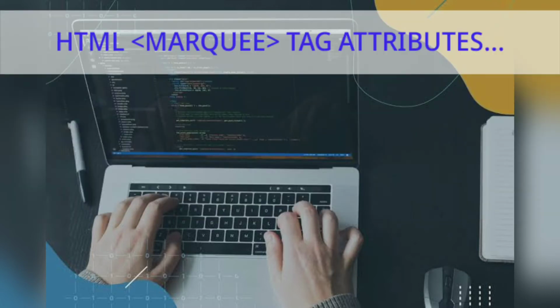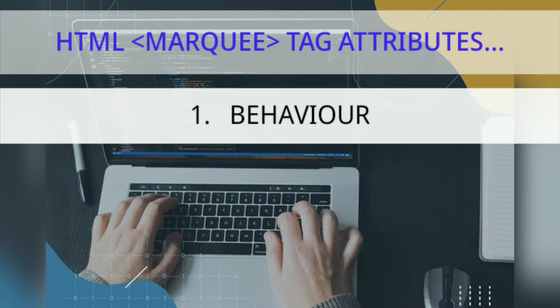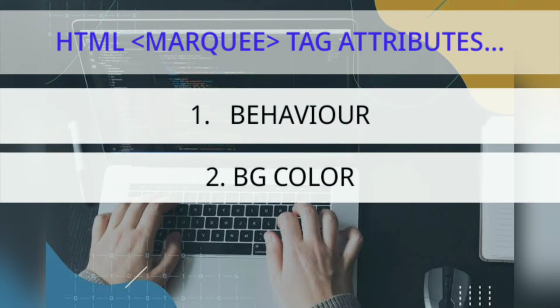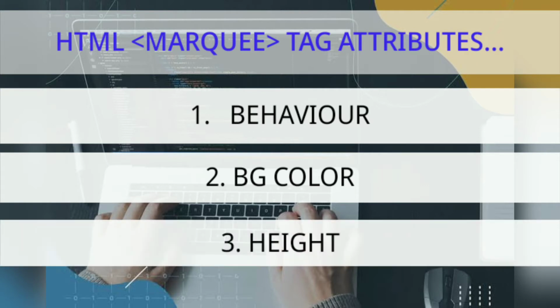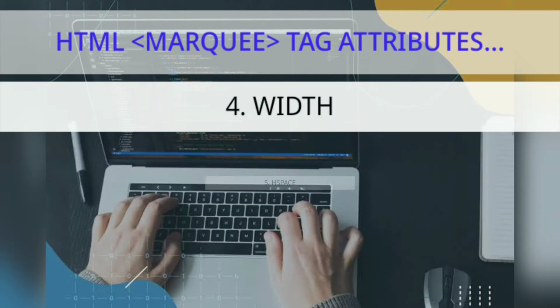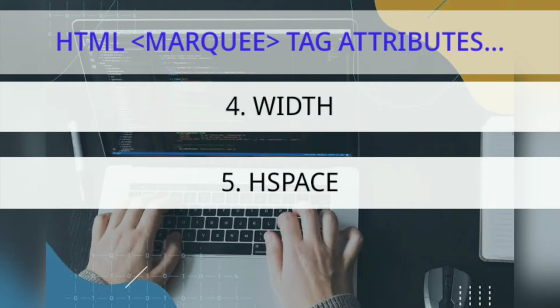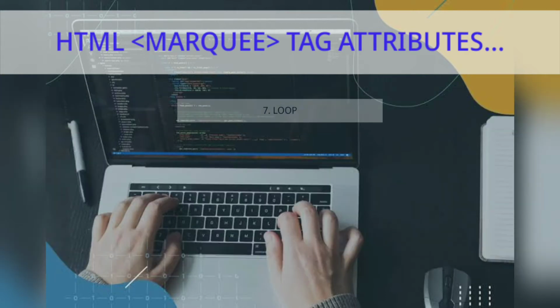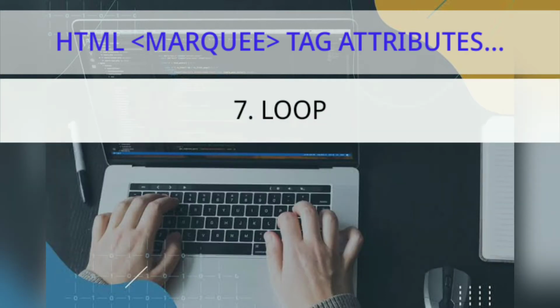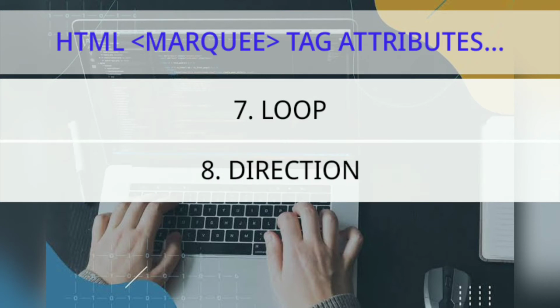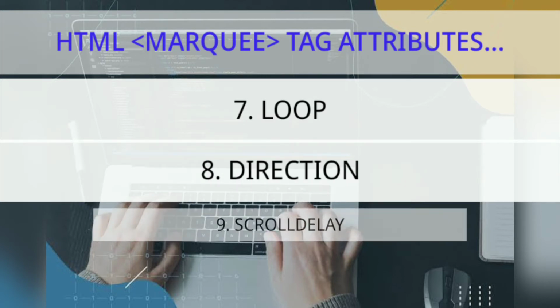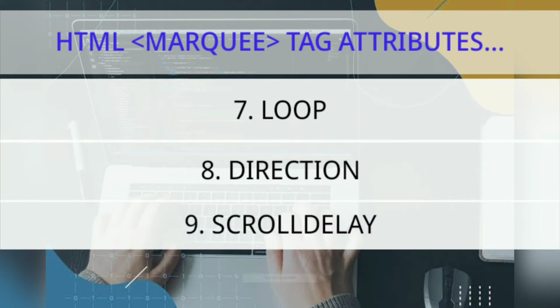The HTML marquee tag also supports the following additional attributes. Number 1, behavior. Number 2, bgcolor. Number 3, height. Number 4, width. Number 5, hspace. Number 6, vspace. Number 7, loop. Number 8, direction. Number 9, scrolldelay. And number 10, scrollamount.